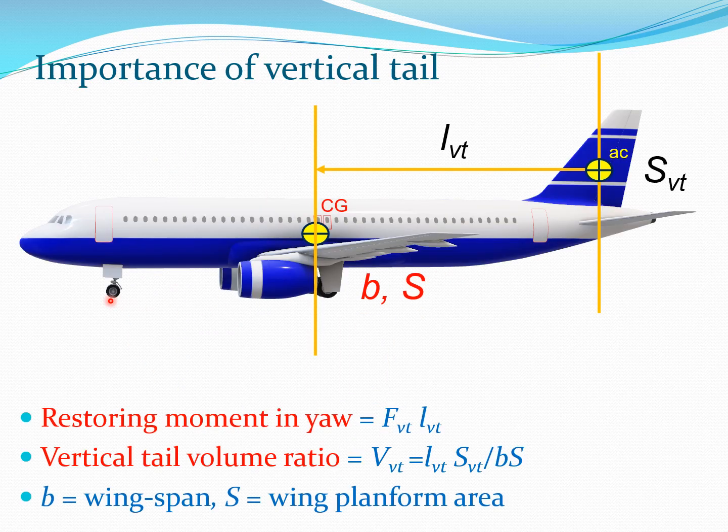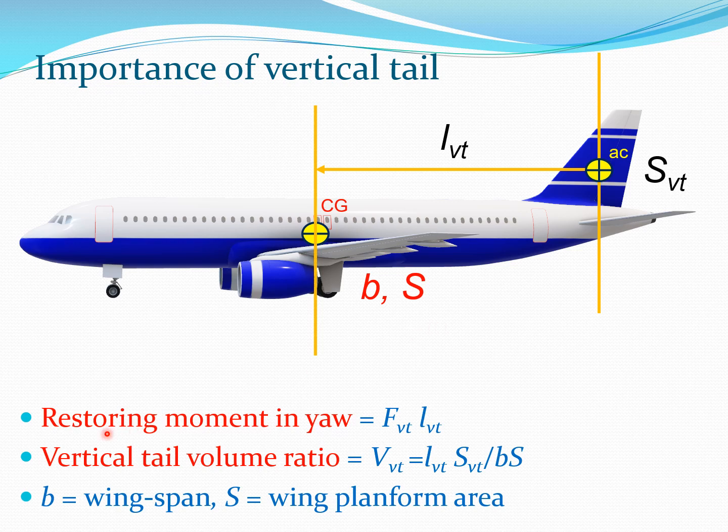Let's take a look at the aircraft now from the side view. So we have the vertical tail here. Let us say the area of this vertical tail is S subscript Vt, for vertical tail, and the distance between the center of gravity of the aircraft and the aerodynamic center is L subscript Vt here. Again, Vt stands for vertical tail. And also let us presume that as far as the wing is concerned, the wingspan is given by B and S is the area of the wing planform.